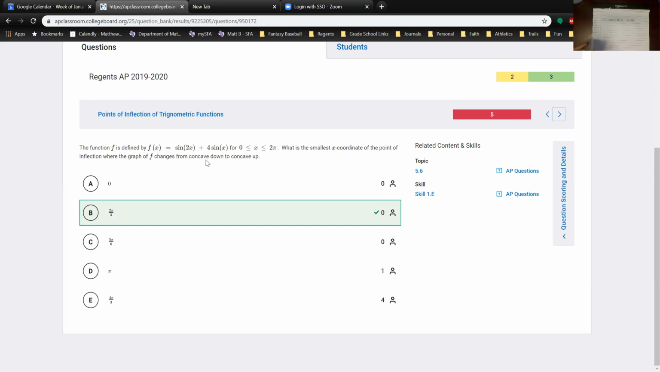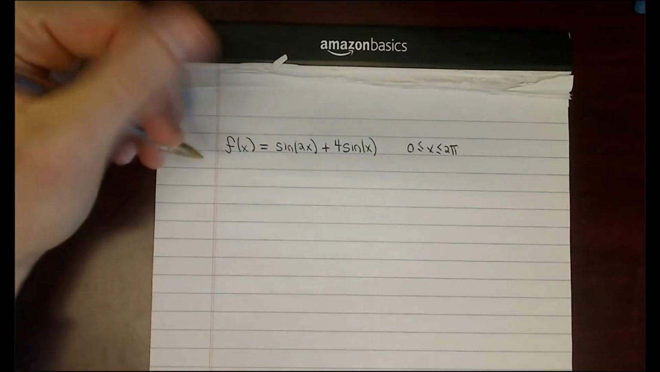We could look at a nice graph of this to see where it goes from concave up to concave down. But we're looking in particular for the smallest x value where it goes from concave down to concave up. So we're looking for the first time where the second derivative is going to go from negative to positive. So let me get over to my pad of paper here. I already wrote down the function here.